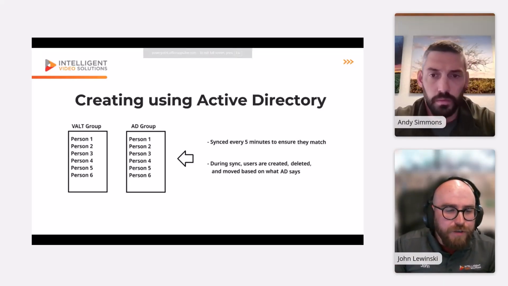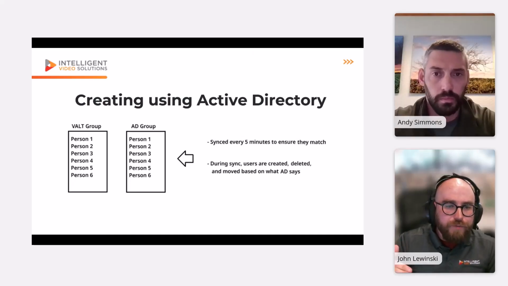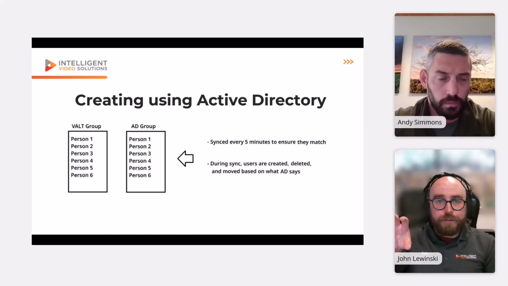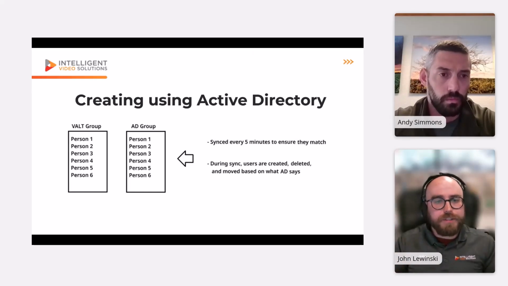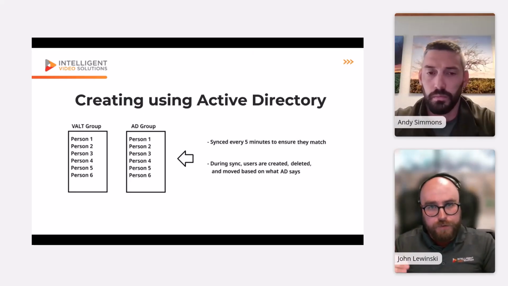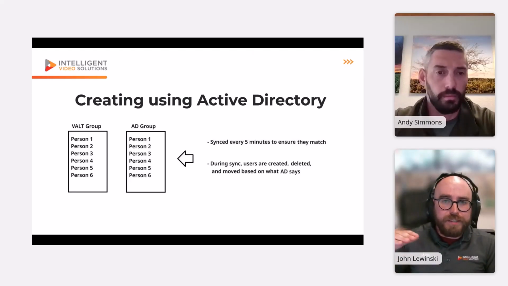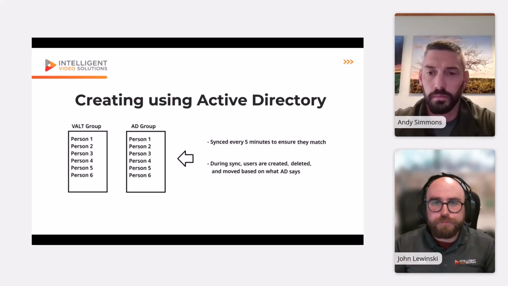In this little picture, on the left and right, you'll notice we have those 6 people. They were added in Active Directory. Within that 5 minutes, they're also then added to our Vault group. So any group that you want inside of Vault will need that group to exist in Active Directory.